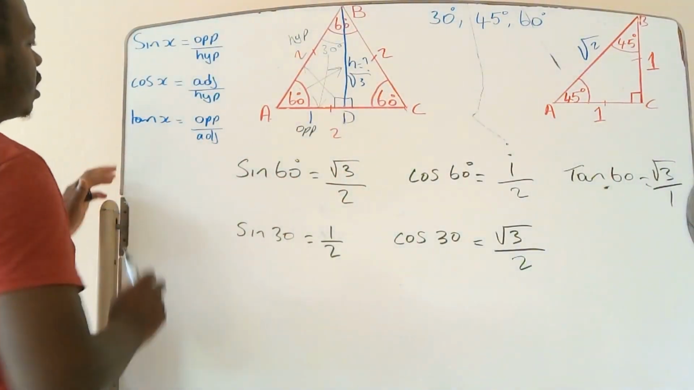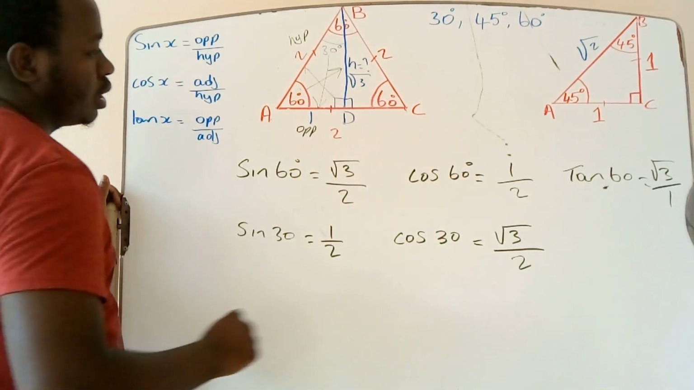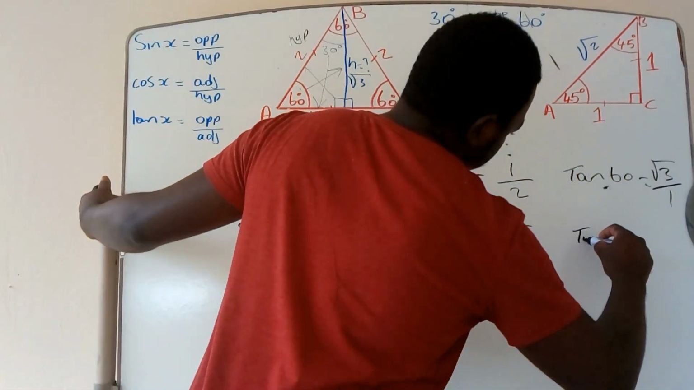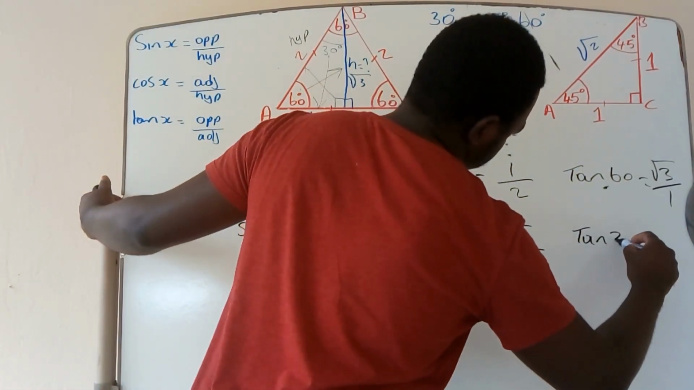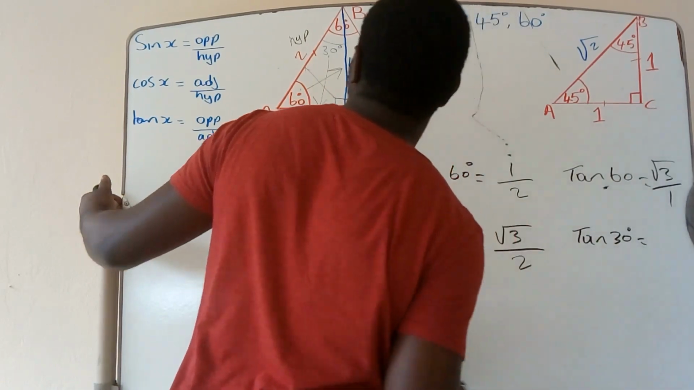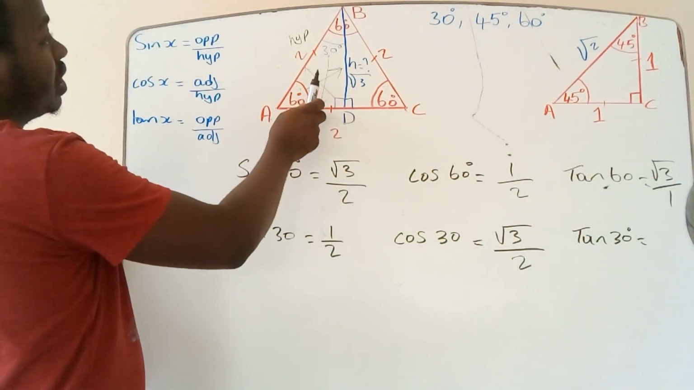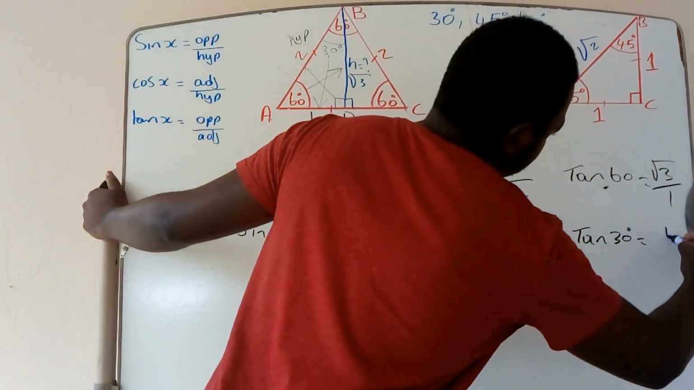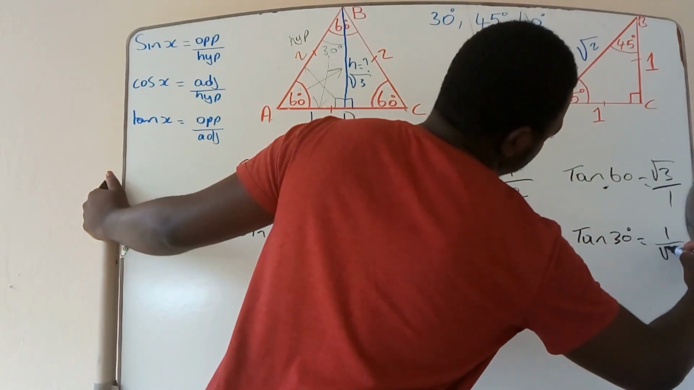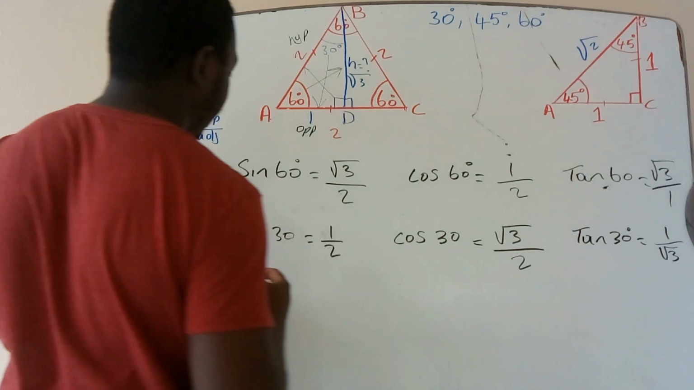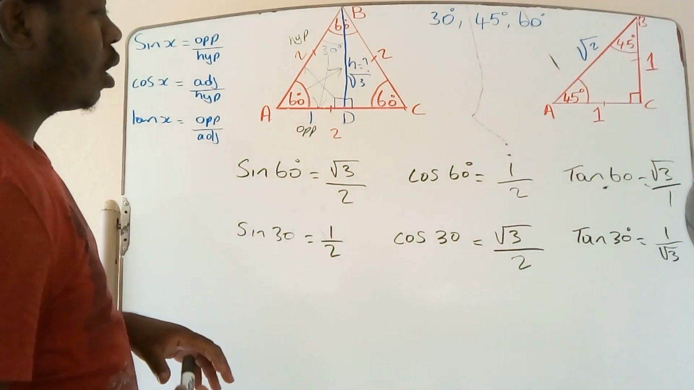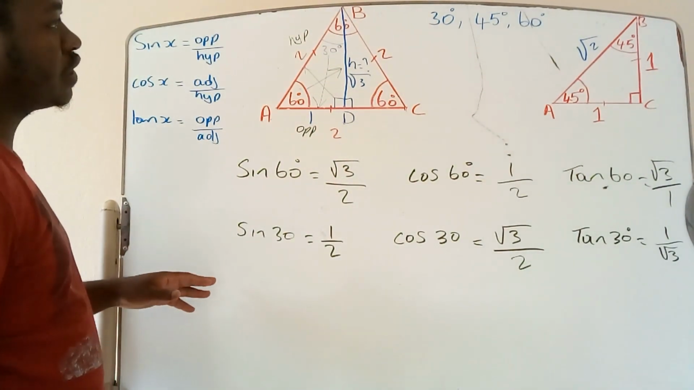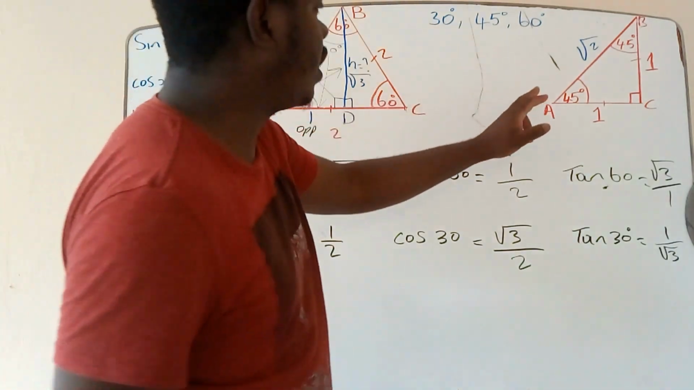What do you think tan 30 would be? Tan 30 degrees would be equal to the opposite length over the adjacent, so it would be equal to 1 over root 3. Right?